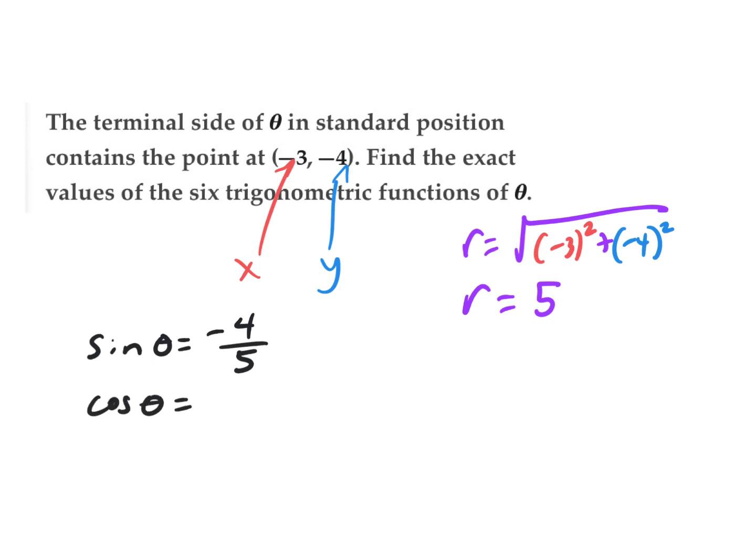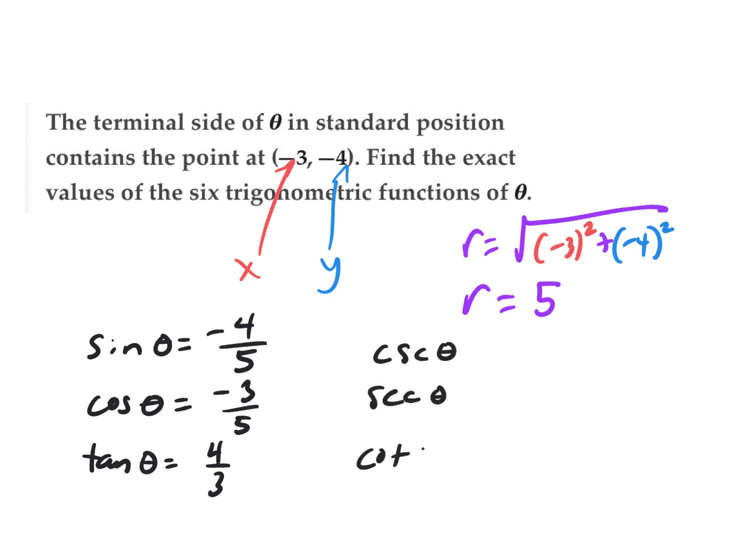Cosine of theta, what's that going to be? -3 over 5. Tangent of theta, what's that going to be? -4 over -3, but what happens with the negatives? They cancel, right? And then I just need to find the reciprocals. Easy enough. -5/4, -5/3, and 3/4. Okay? That's the easiest way to do these problems.